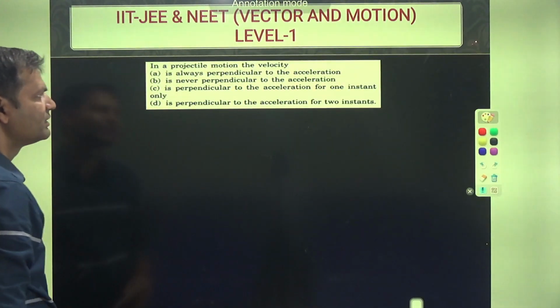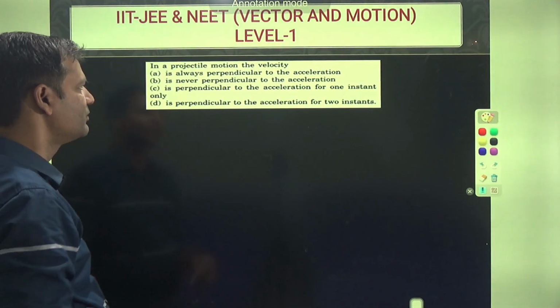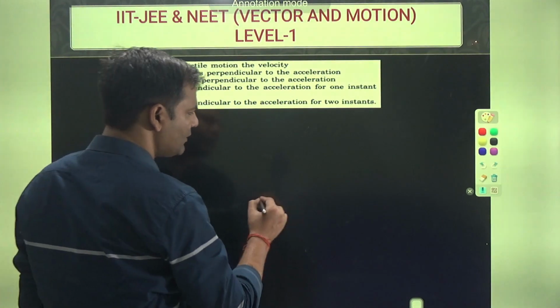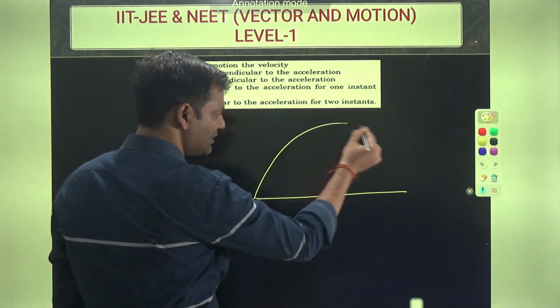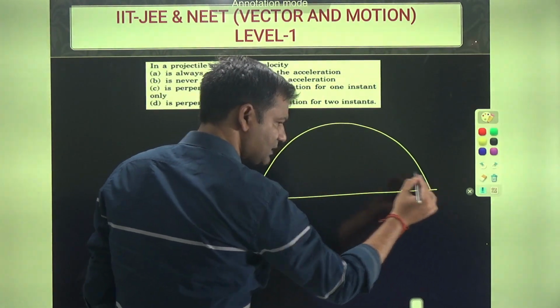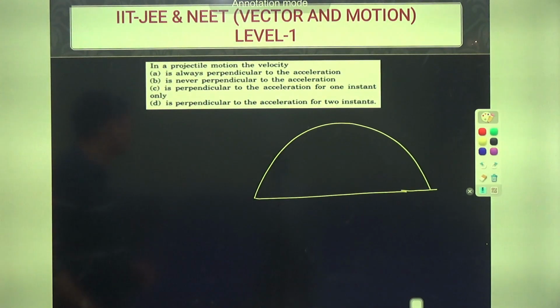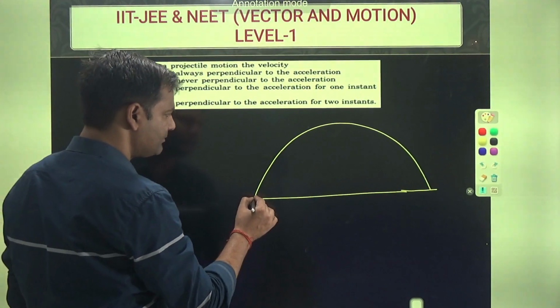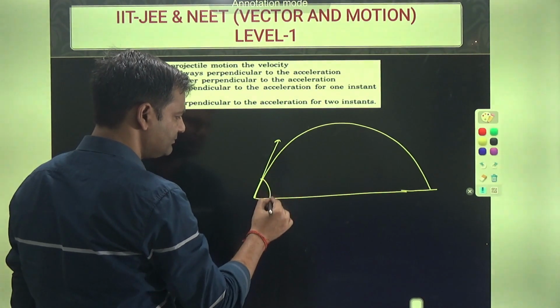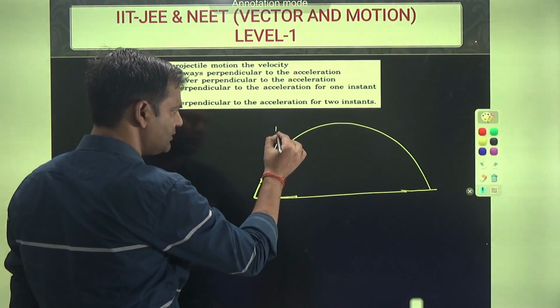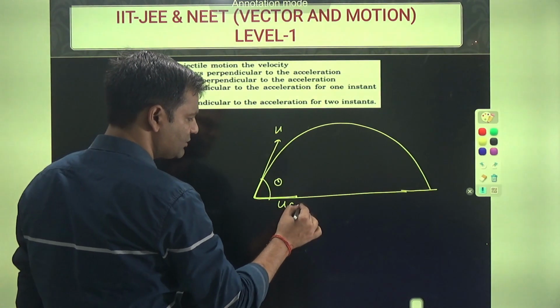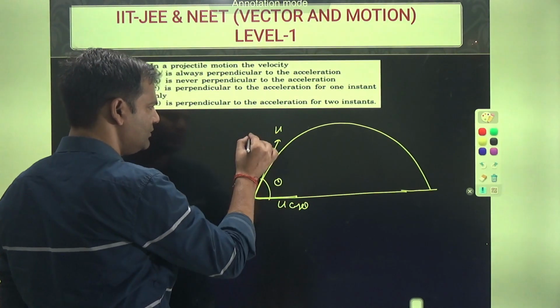Now, in projectile motion, is velocity always perpendicular to acceleration? First of all, redraw. Projectile motion direction, like that one. What about the angle? If that is theta, and this one is u, so that is u cos theta, and here u sin theta.